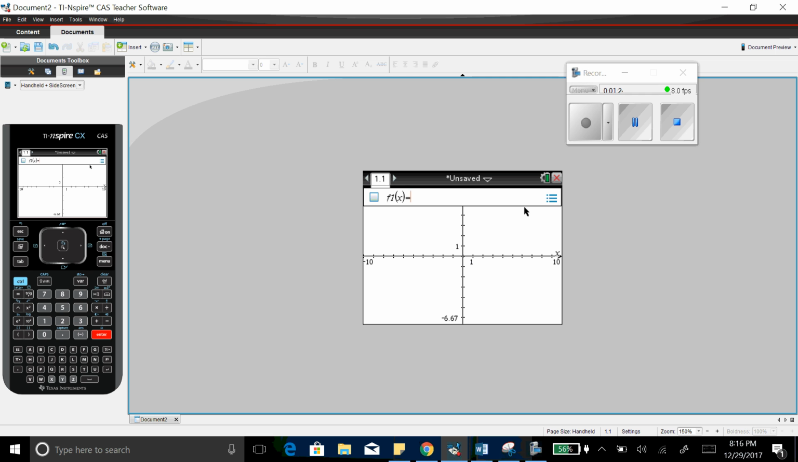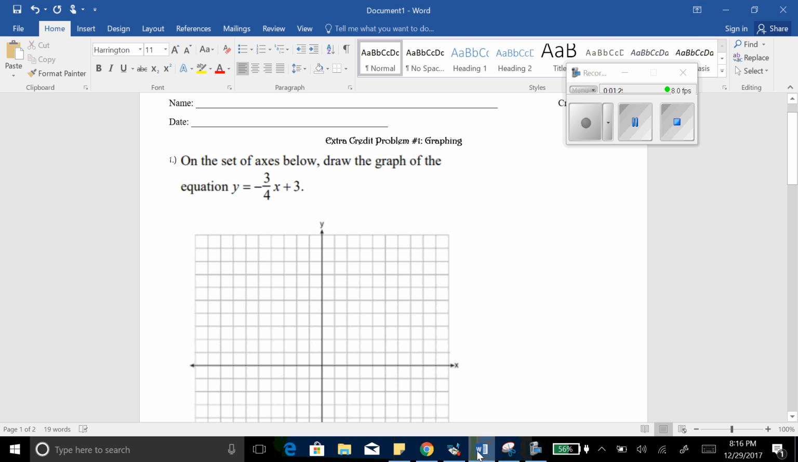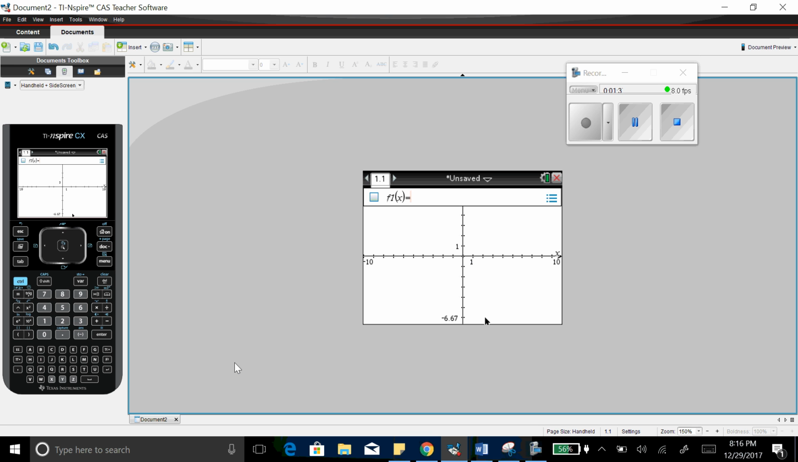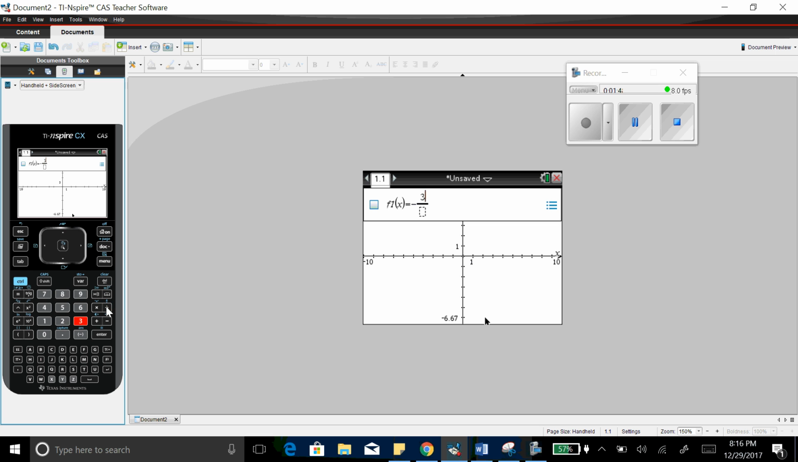So the first one on your extra credit problem is y equals negative 3/4 x plus 3. So when I put that in my calculator, remember the f1 of x just means y. So we just start by putting it into y equals negative 3/4 x plus 3. Then we hit enter, and your function will show up.